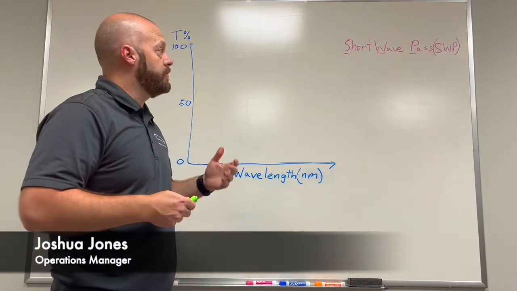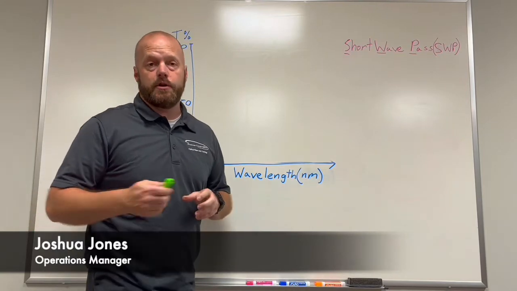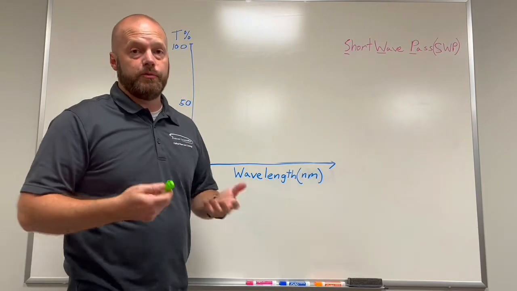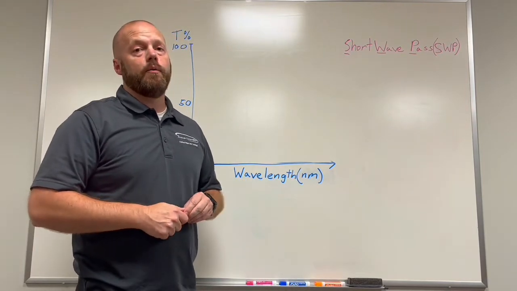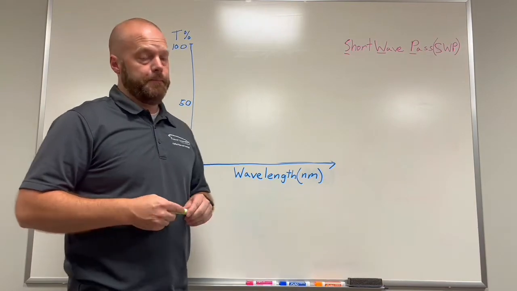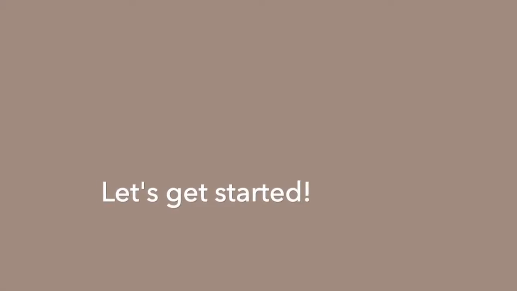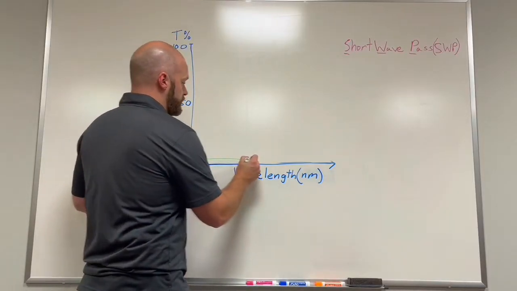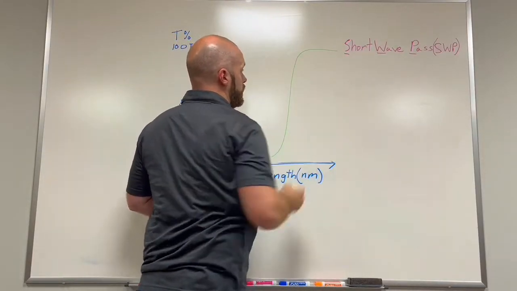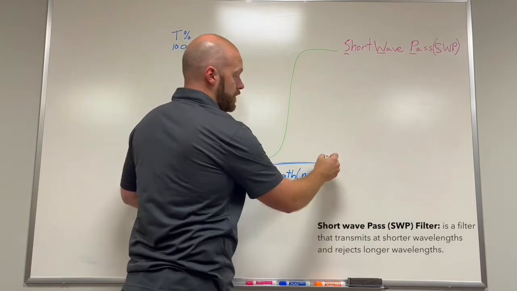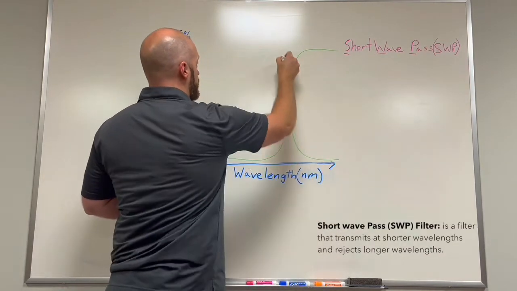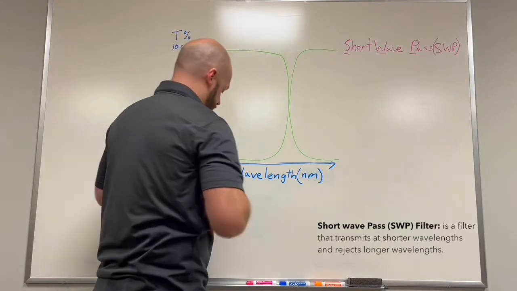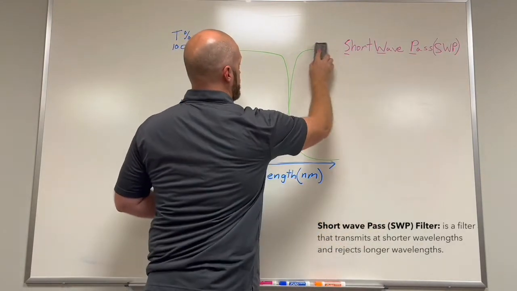In a previous video, I talked about what a long wave pass was and the cost drivers. All those similar principles apply to a short wave pass, but I wanted to go over some differences between them. So a long wave pass looks like this, and a short wave pass is pretty much the mirror image of that, passing the shorter wavelengths of light, as opposed to passing the longer wavelengths of light.